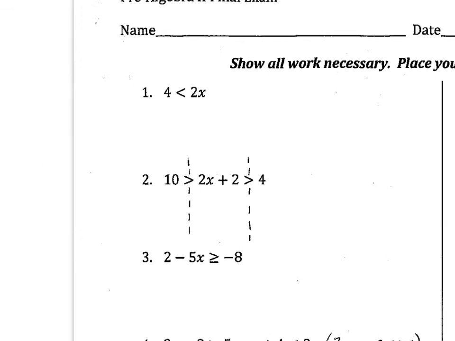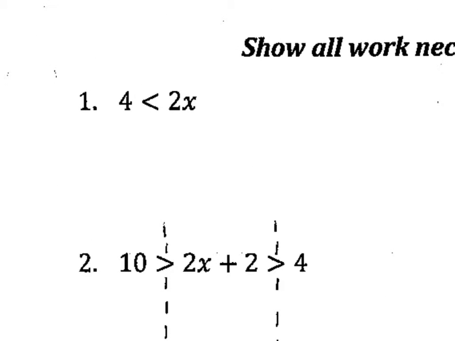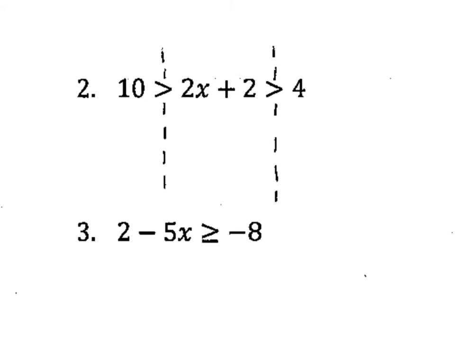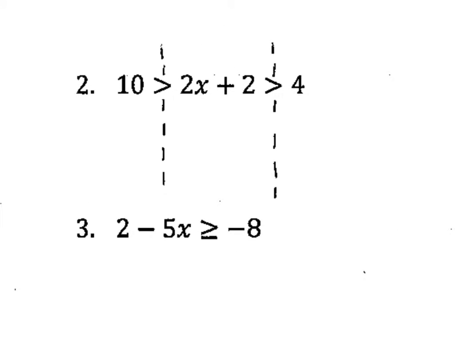Here we go. Number one, you're going to solve this inequality. Okay, so you got an inequality here. You need to get x by itself. Pretty straightforward. Number two, I used the dotted lines here to show you that we got three parts of this equation that you need to get x by himself here. Now remember, I would typically move this guy first, and then this guy right here.